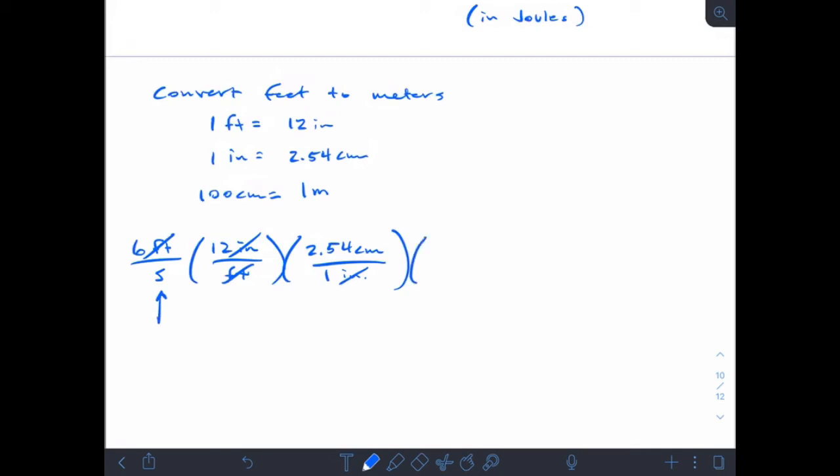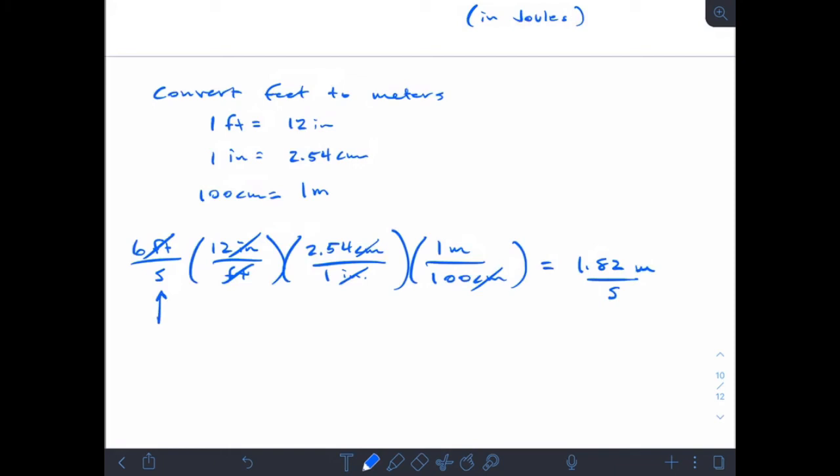And my last one, I'm going to say 1 meter is 100 centimeters, which causes the centimeters to go away. So now I finally have the units that I'm after, which are meters per second. So I have 1.82 meters per second. Now I'm going to keep track of my sig figs, right?